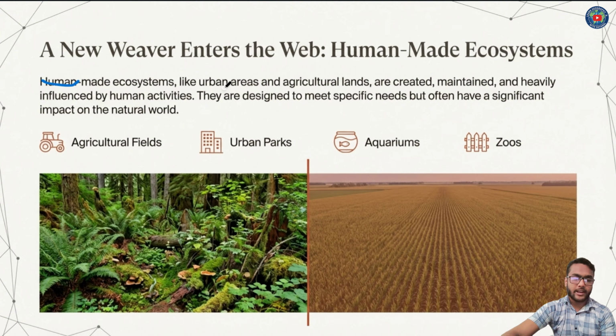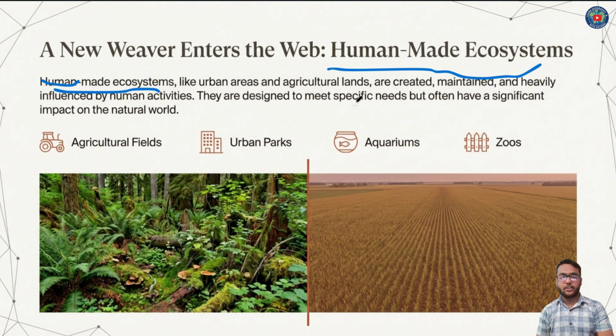Human-made ecosystems like urban areas and agricultural lands are created, maintained and heavily influenced by human activities. These are known as human-made ecosystems. They are designed to meet specific needs but often have a significant impact on the natural world. Human-made ecosystems have specific needs and usually impact their surrounding nature.